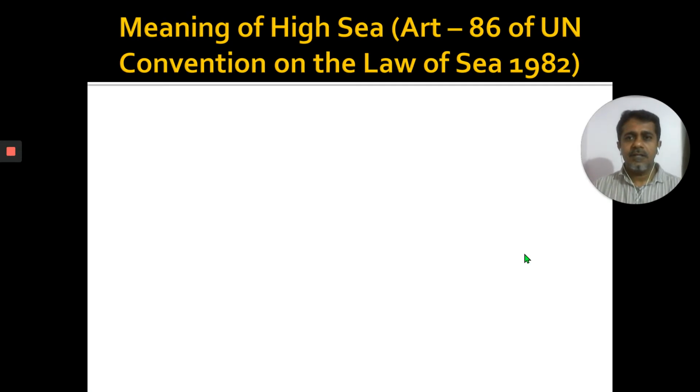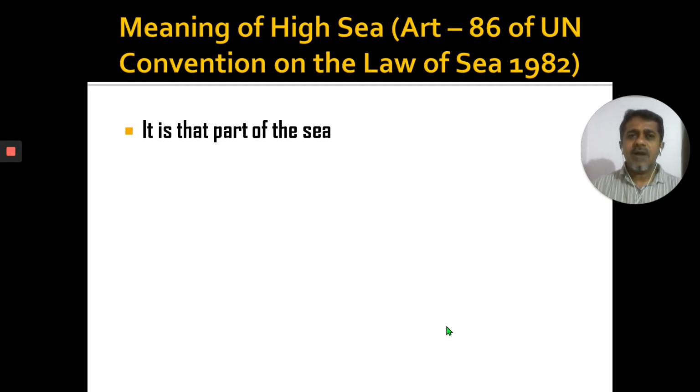First of all, the meaning of high sea. Of course, the meaning of high sea has changed from time to time, and as of now, the most authoritative provisions under international law dealing with the meaning of high sea can be found in Article 86 of the United Nations Convention on the Law of the Sea of 1982. This article specifically gives an indication as to what constitutes high sea and what is excluded from it. So let us see the meaning of this term.